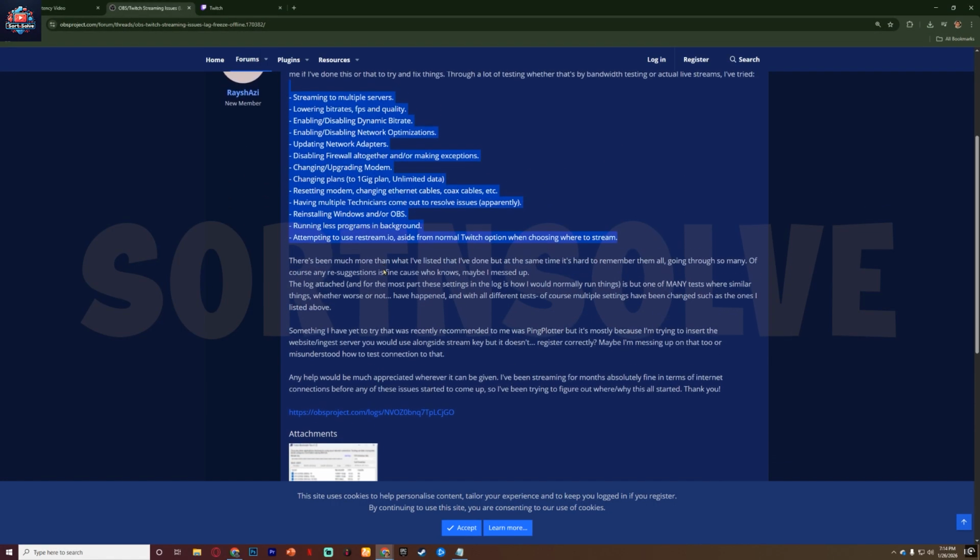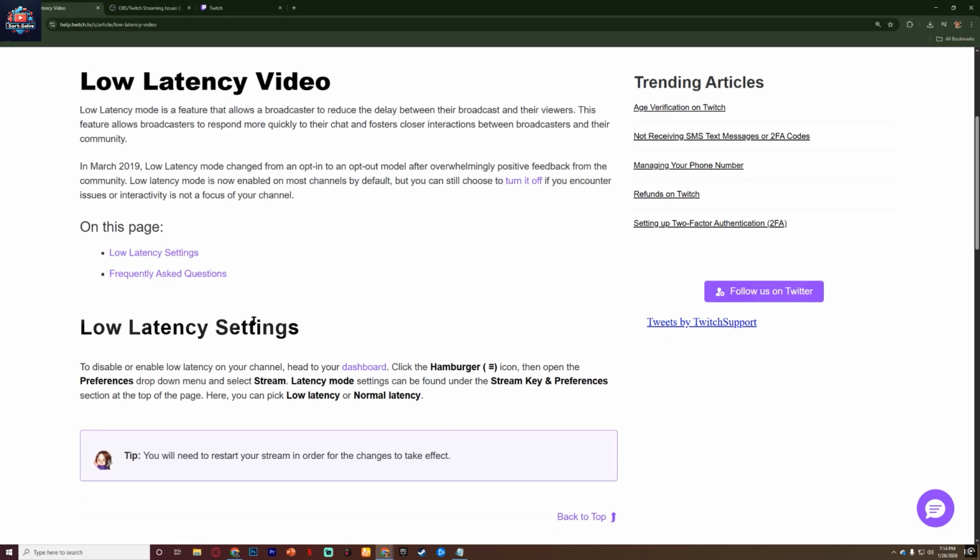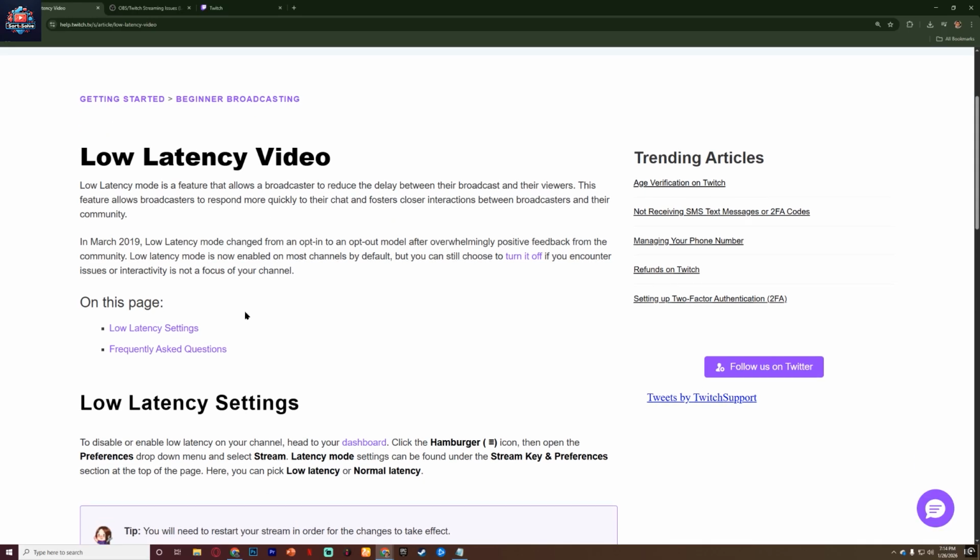These steps usually eliminate lag and help keep your Twitch stream smooth, stable, and enjoyable for viewers.